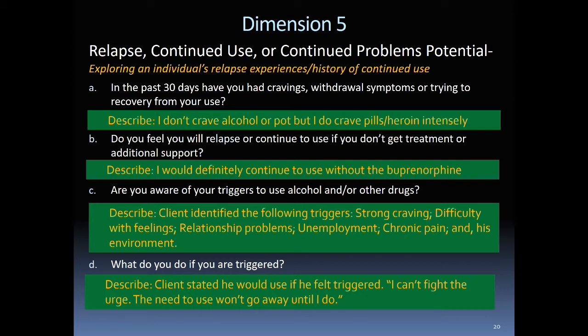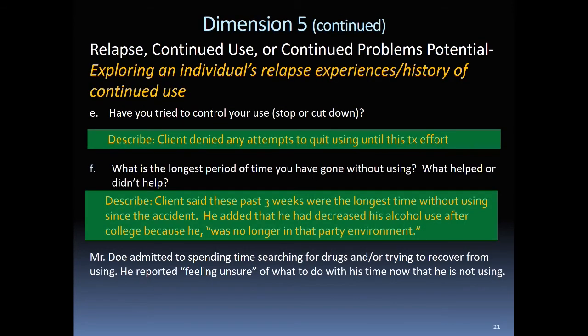Question C, are you aware of your triggers to use alcohol and or other drugs? Mr. Doe states he has triggers, strong cravings, difficulty with handling his feelings. There's relationship problems, unemployment, chronic pain, and his environment. What do you do if you're triggered? Mr. Doe stated he would use if he felt triggered. I can't fight the urge. The need to use won't go away until I do so. Dimension 5 continued.